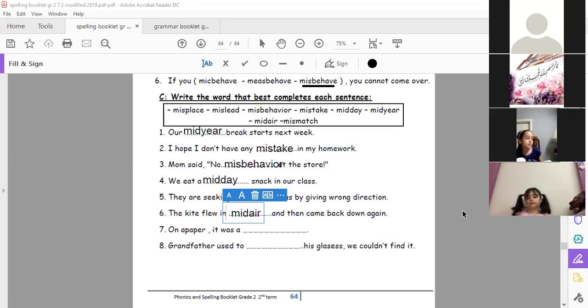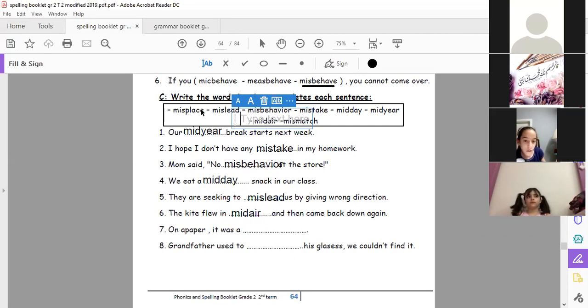On a paper, it was a mismatch. It was a what? Mismatch? Is it right? On the paper? Mismatch? No, it's not right. We have to write here, misprint. Add the word misprint because it's on a paper.